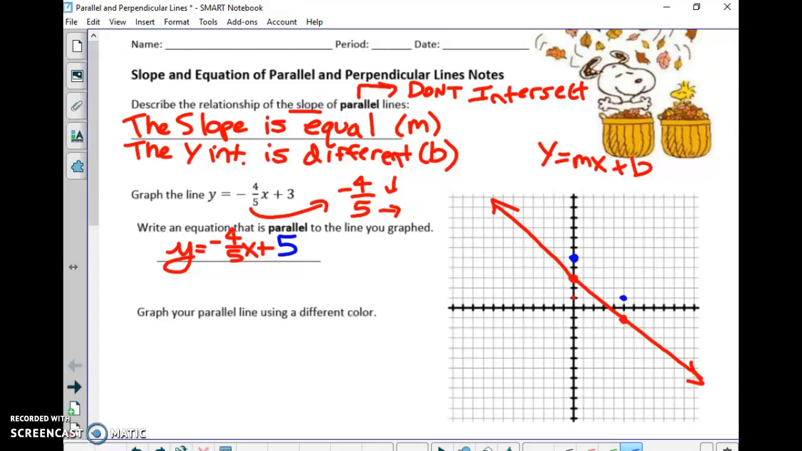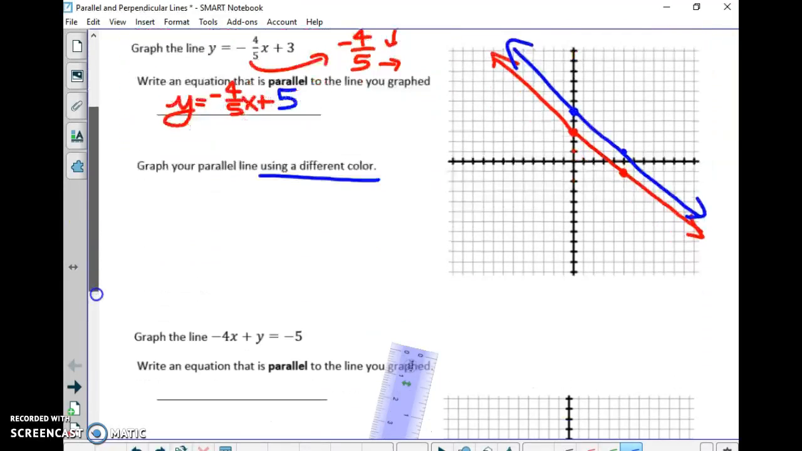And if you connect those with a straight line as much as you can, you should have parallel lines that do not intersect. Okay? YOLO. Let's go to the second part of this front page.